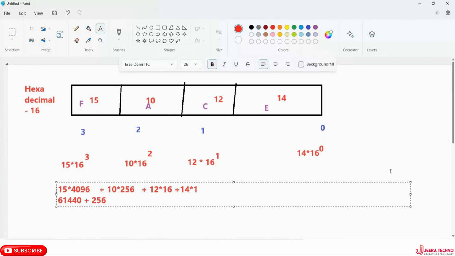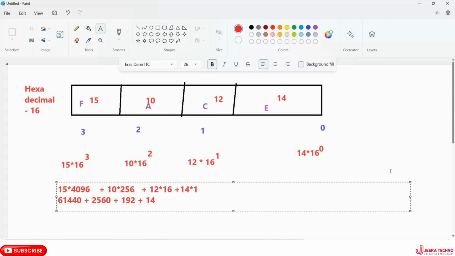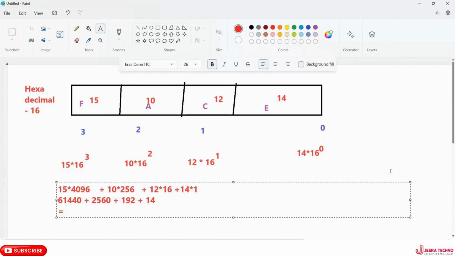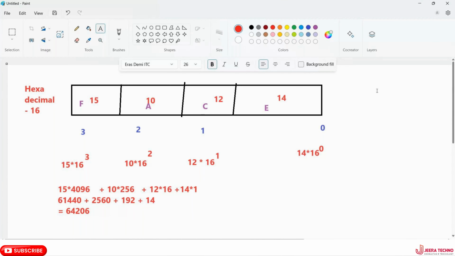2560, and tell me what is 192 plus 14. The total value you will get here is 206. Yeah, 206. Are you clear now? This is how you can do the calculations, because I told you, I can complete this in just 5 minutes.